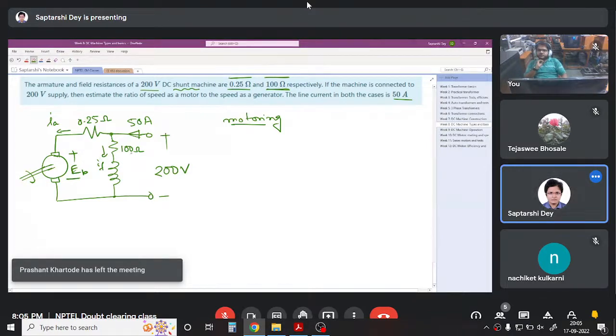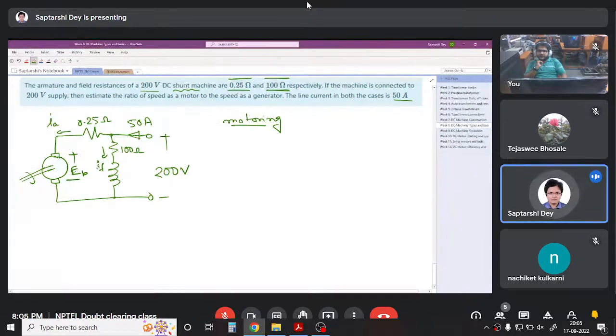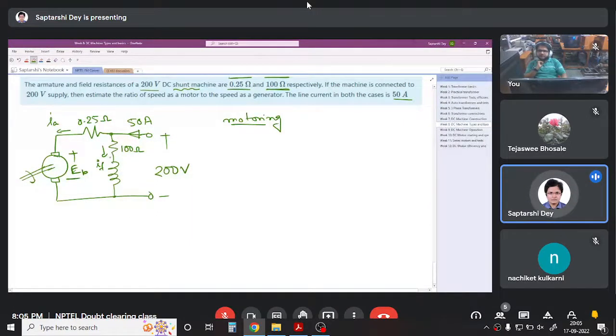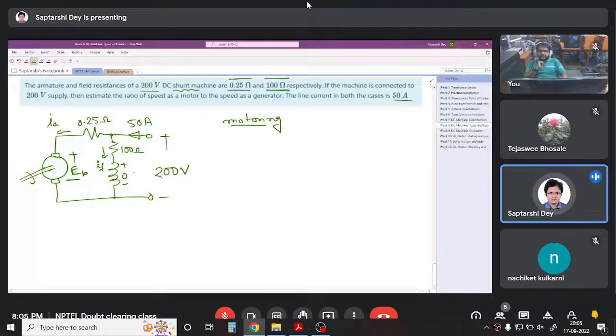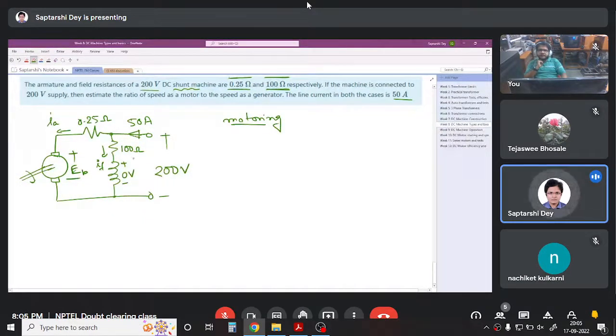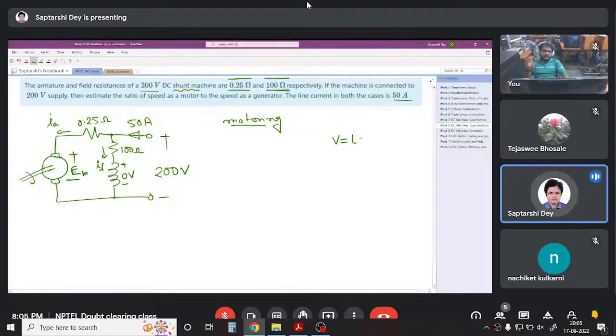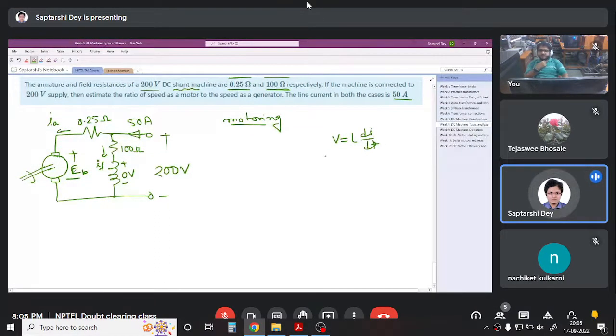All right. So you see the current IF that is flowing here, this is a DC current. So this inductor will have a zero voltage drop across it. Is it clear? Because voltage across an inductor is L di/dt. So if the current is a DC current, then it has a zero voltage drop across it.